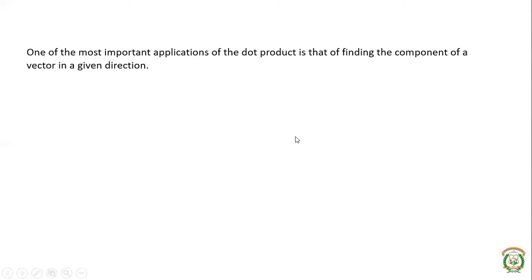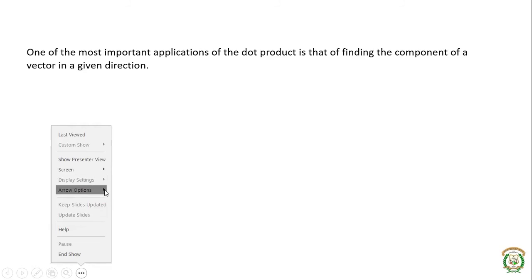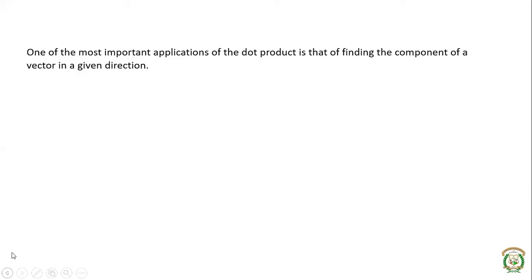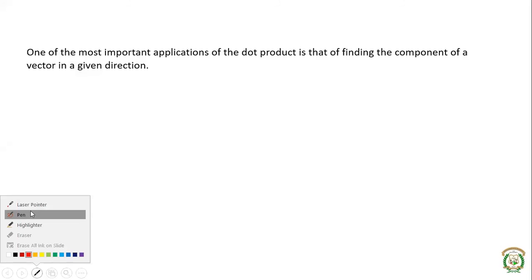Okay, then we will come to one more application. As I said, one more important application of the dot product is to find the component of a vector in any given direction. Okay, to find the component of the vector in any given direction.